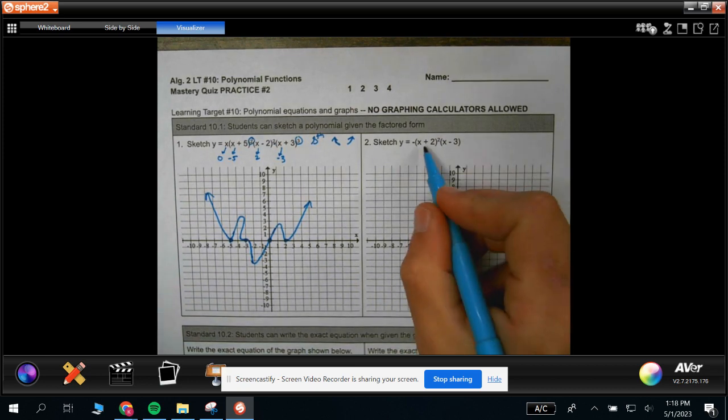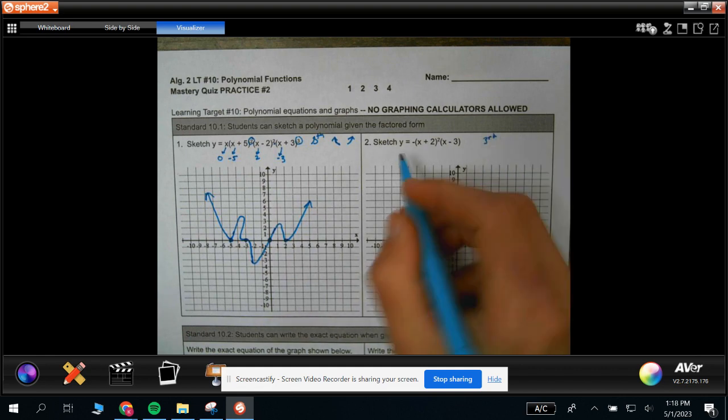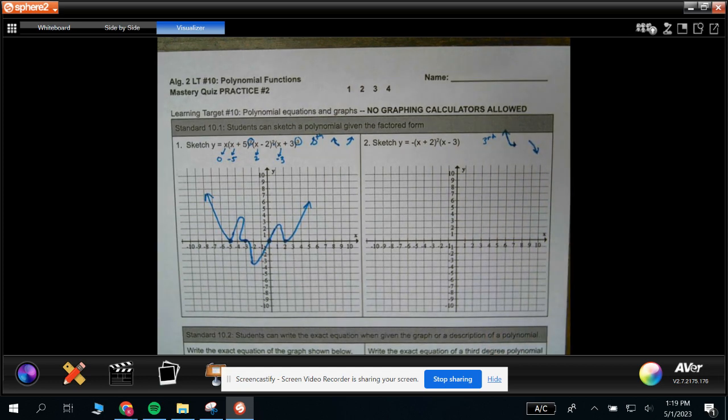What's our degree? I see squared, 1, 2, 3. So it's a 3rd degree. And it's a negative, so that means I know it's going to start and finish, 3rd degree, so it's going to be opposite directions. But I know it's going to finish going down. Okay, it's going to finish going down.